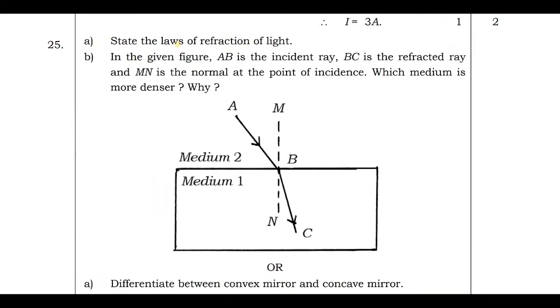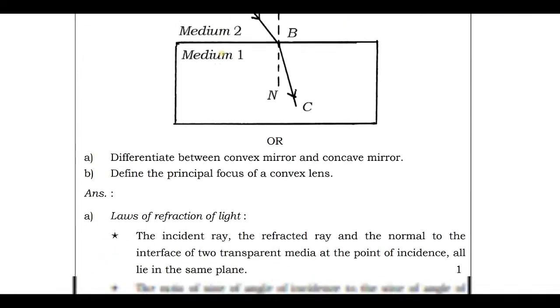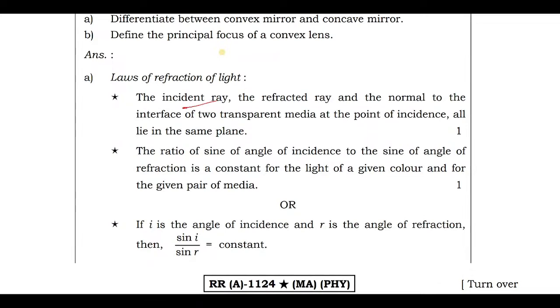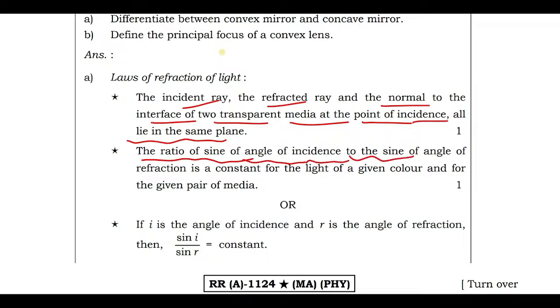Here the question: state the laws of refraction. The first law of refraction: the incident ray, the refracted ray, and the normal to the interface of two transparent media at the point of incidence all lie in the same plane. The second law: the ratio of the sine of the angle of incidence to the sine of the angle of refraction is a constant for light of a given color and for a given pair of media.